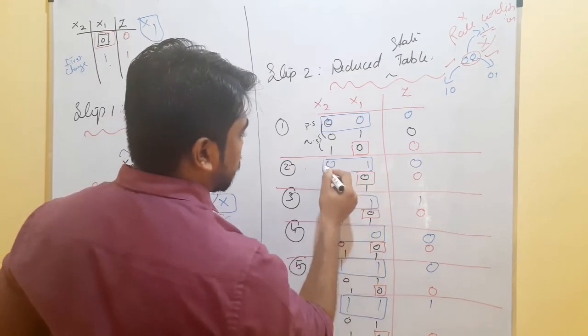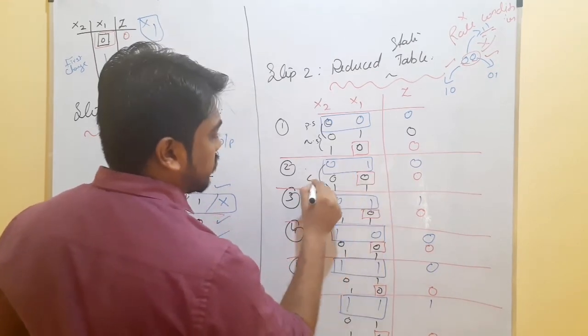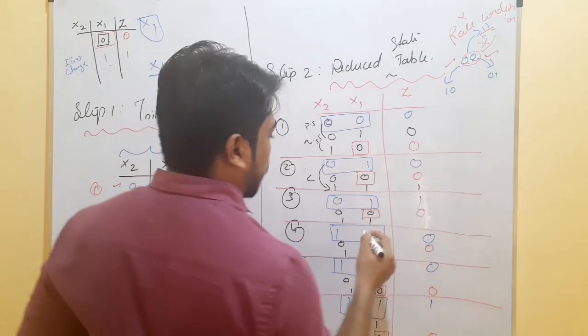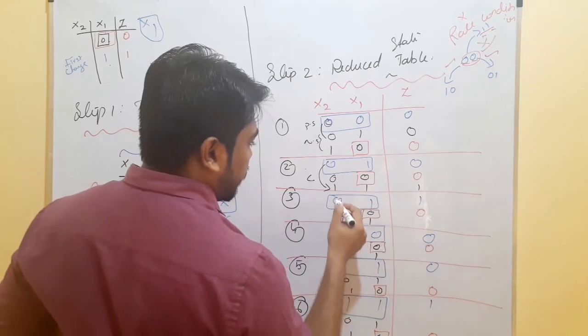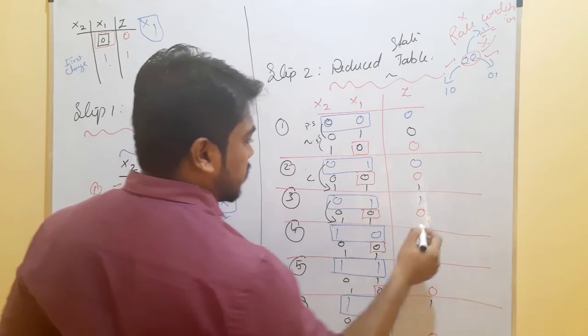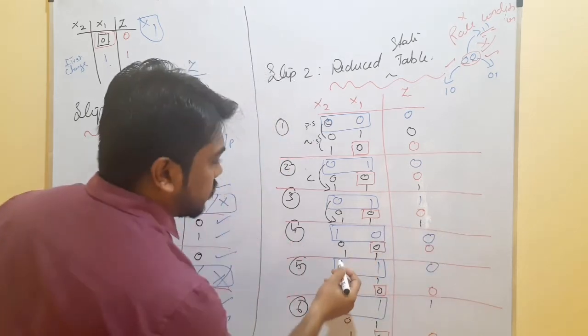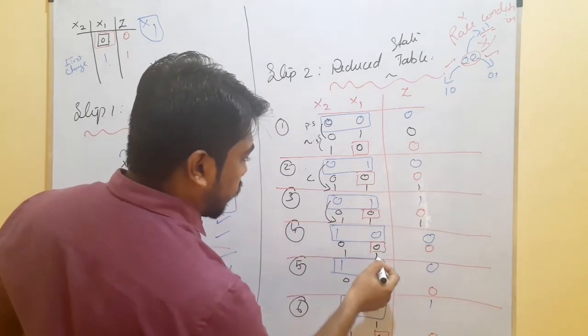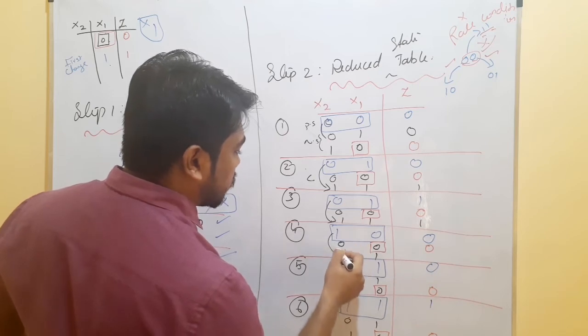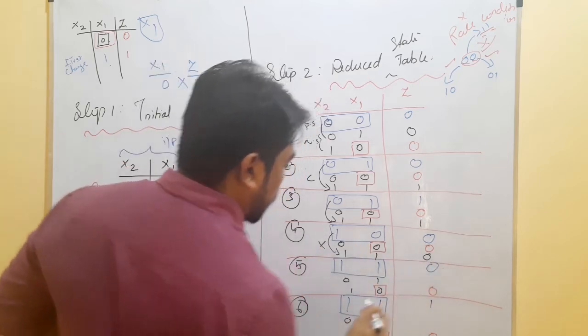Any change is there? From 0 to 1 it has changed. A change is there, so it is 1. Any change is there? Of course there is a change, so it is 1. Check over here once again. Any change is there? There is no change, so it is 0.